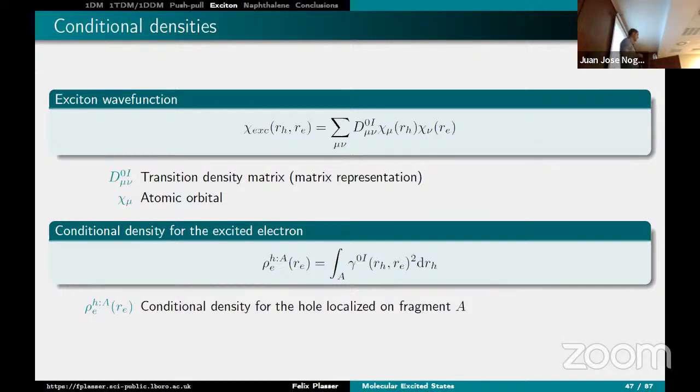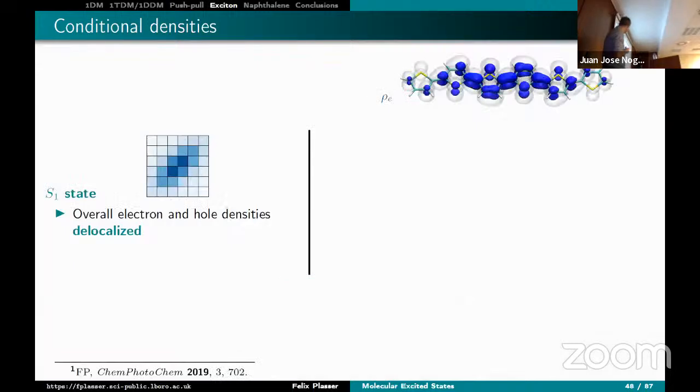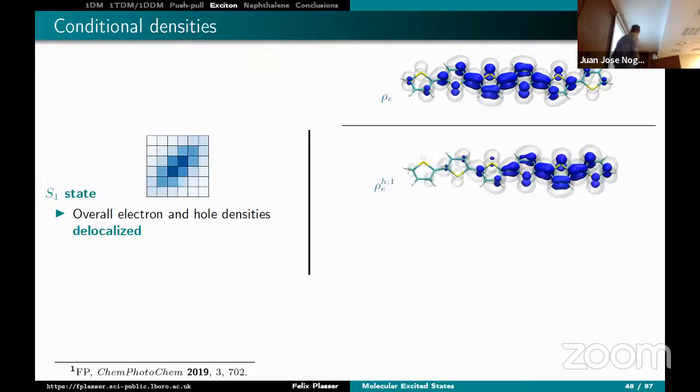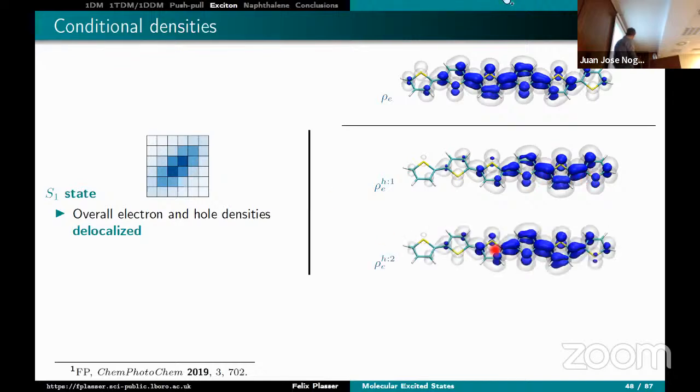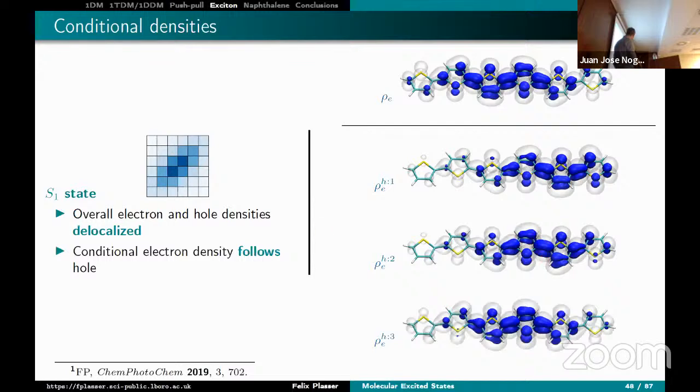So in practice, this is also just a few matrix operations. So we get the conditional density for the electron under the assumption that the hole is localized on fragment A. So the overall electron distribution looks like this for the S1 state. And now if the hole is here on the side, you see the electrons pulled toward the hole. If the hole is on the second one, it's still on that side. And then if the hole is in the middle, you see the electron distribution relaxes along with the hole. So the conditional electron density follows the hole.